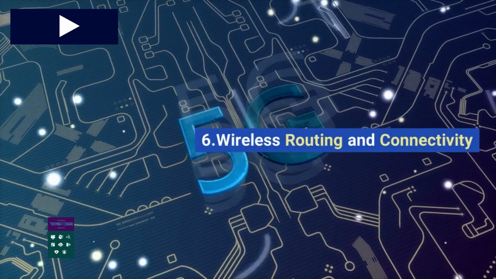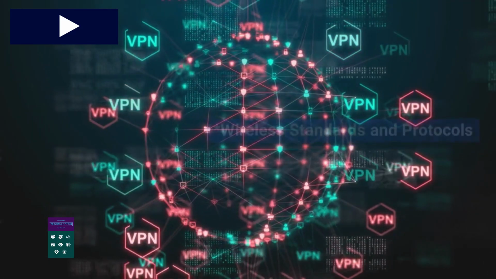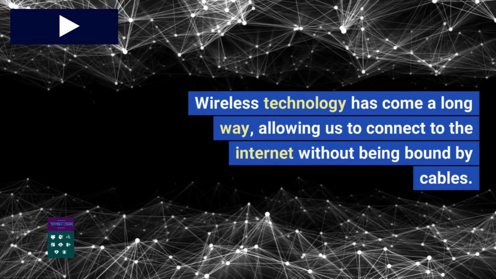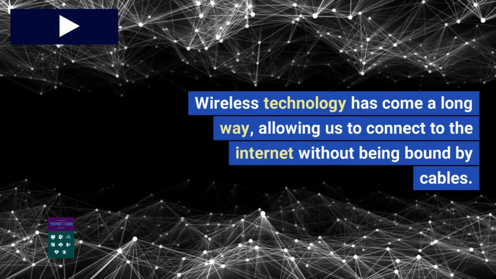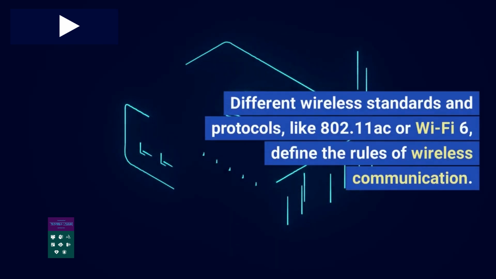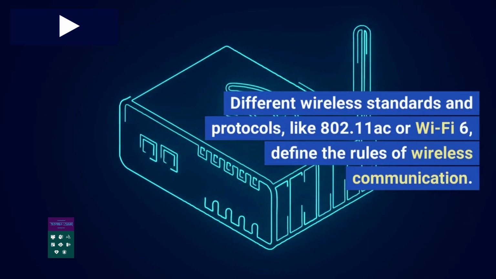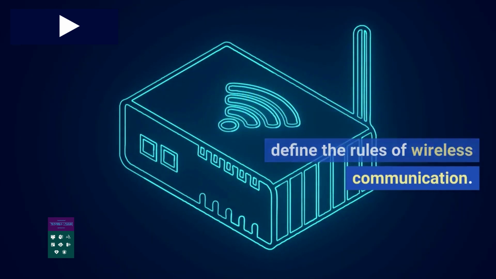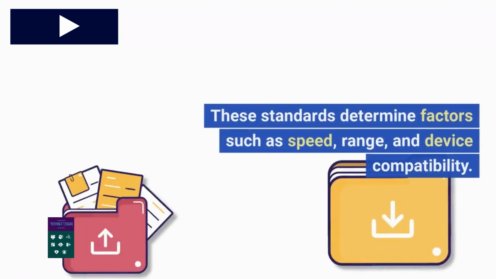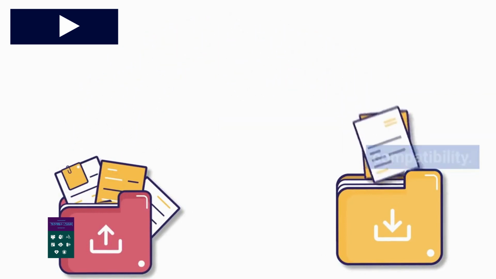6. Wireless routing and connectivity. Wireless standards and protocols. Wireless technology has come a long way, allowing us to connect to the internet without being bound by cables. Different wireless standards and protocols, like 802.11 AC or Wi-Fi 6, define the rules of wireless communication. These standards determine factors such as speed, range, and device compatibility.